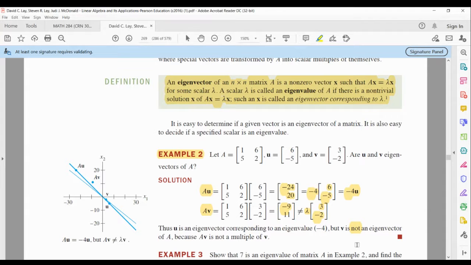But of course, here they have that matrix A in example 2, and they're giving you some vectors. And it turns out the vector U is an eigenvector. But how did they get that? Don't you want to know how we get the eigenvectors? I think that's pretty important, right? So let's go to an example that I have.